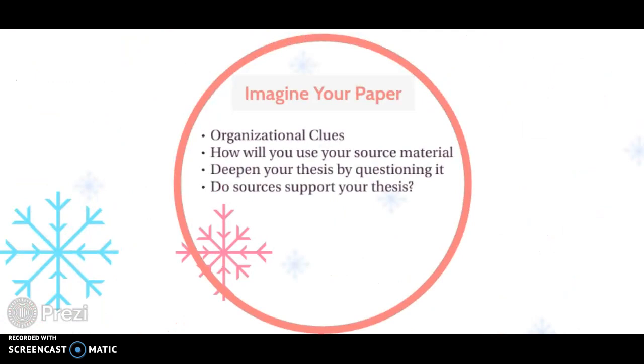Imagine your paper. Think about organizational clues. How will you use your source material? To deepen your thesis by questioning it. Do sources support your thesis? Think about the material you have found, your essential questions and answers, thesis and support, and any conclusions you have come to, and imagine what this paper will look like.